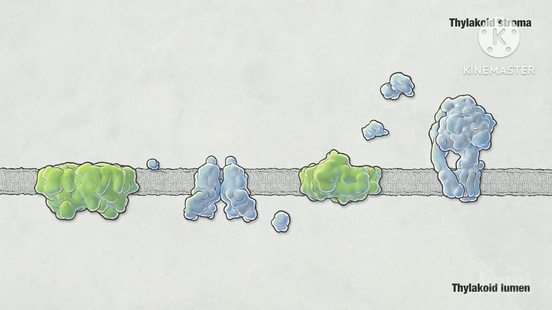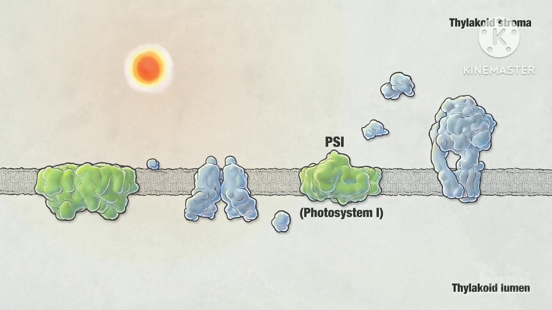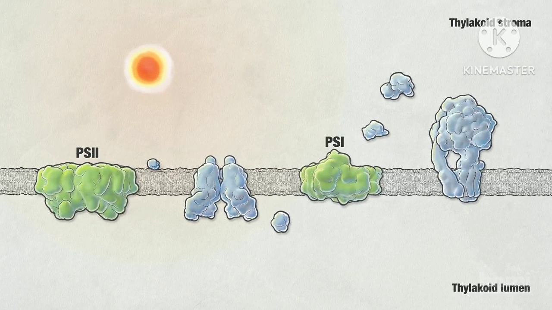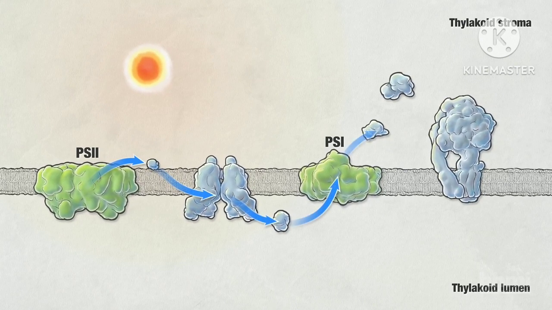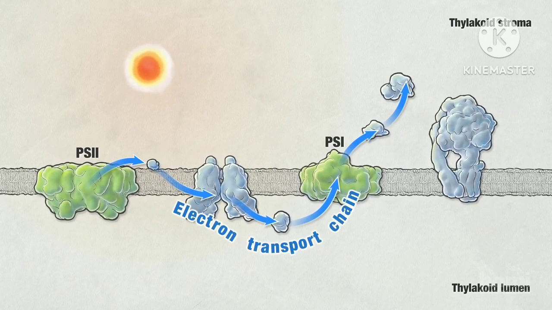The thylakoid membranes contain specialized molecules that work together to perform the light reactions. Light is absorbed by protein pigment complexes called photosystems. There are two photosystems, photosystem 1 and photosystem 2. The photosystems transform light energy to chemical energy by exciting and then shuttling electrons from molecule to molecule in a chain-like fashion on the thylakoid membrane. This process is called an electron transport chain.